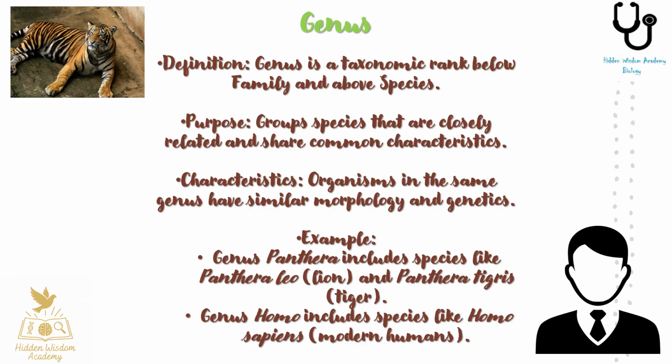Genus is a taxonomic category that comes below family and above species. It groups species that are closely related and share common characteristics. Organisms within the same genus have similar physical features and genetic makeup. For example, the genus Panthera includes species such as Panthera leo, which is the lion, and Panthera tigris, the tiger. Another example is the genus Homo, which includes Homo sapiens, or modern humans. The genus name is important because it forms the first part of the scientific name used in binomial nomenclature.